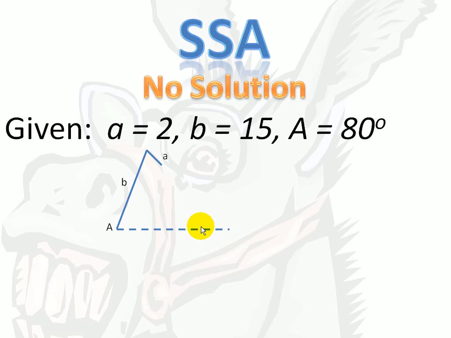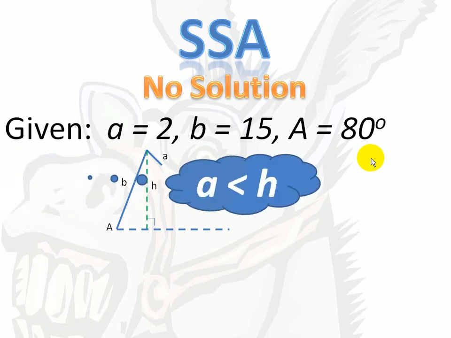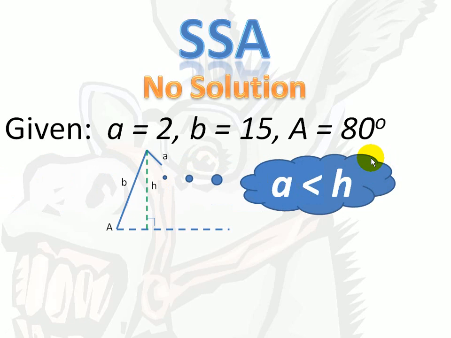Now, you don't really have to worry when you're given this information whether or not it has no solution. If you just start working the problem, you'll soon find out there's no solution. Here's how. Let's suppose you just blindly, well, first of all, notice that the height in this situation is less than A.